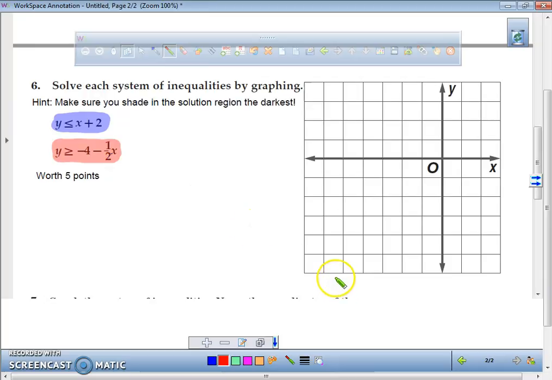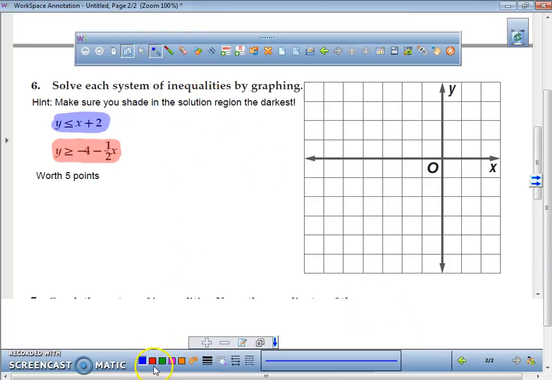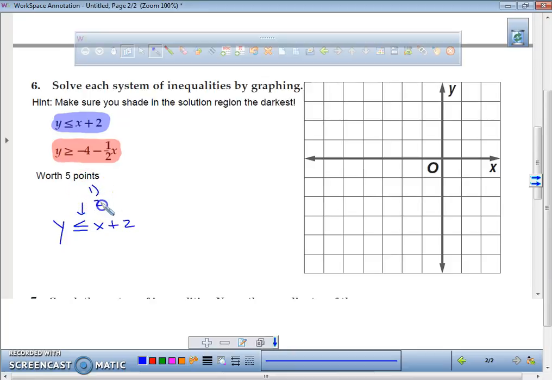Blue, red, maybe. Now, we need to look at our blue equation, which is y is less than or equal to x plus 2. And the less than or equal to sign tells us two things about this particular inequality. We are definitely going to have a solid line. That's where the equal to part is. And the less than part, we're going to shade everything below the line.